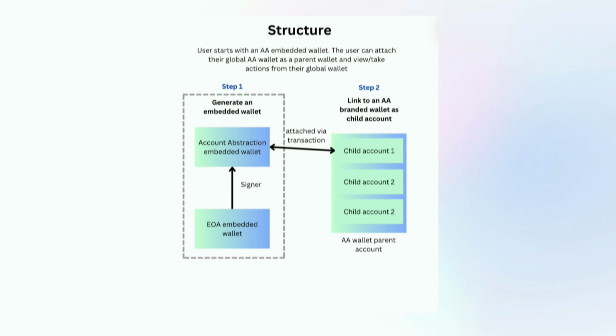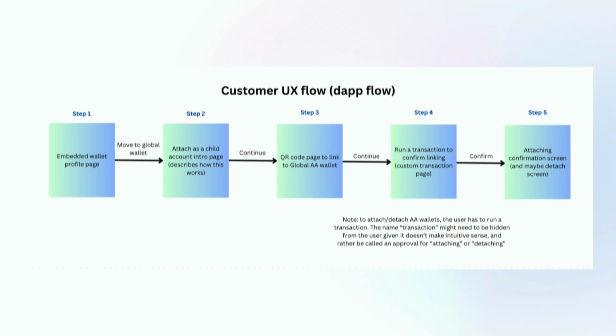But the idea would be that if you have account abstraction everywhere, you can start creating more detailed links, right? The flow, by the way, and I'm not going to go into too much detail, can be some sort of connection flow where you use some sort of QR code to connect to that smart account wallet, the global wallet, and link them together or attach them together through a transaction.